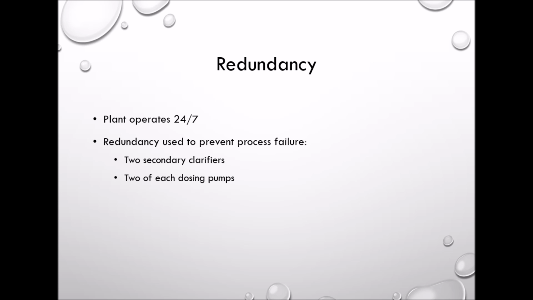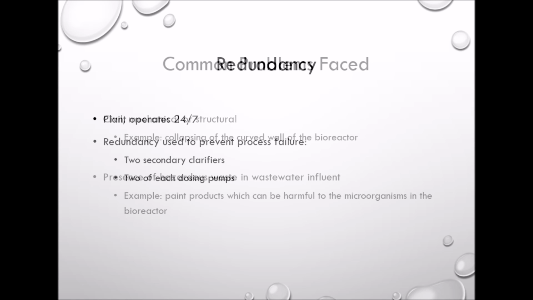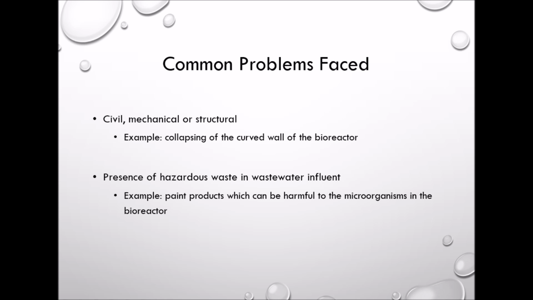For example, there are 2 clarifiers running in parallel. If maintenance needs to be performed, one of the clarifiers can be taken offline. There are also 2 of each of the dosing pumps, as these are critical to ensuring effluent water quality. The common problems faced by the Redland water treatment facilities are primarily civil, mechanical, and structural problems.